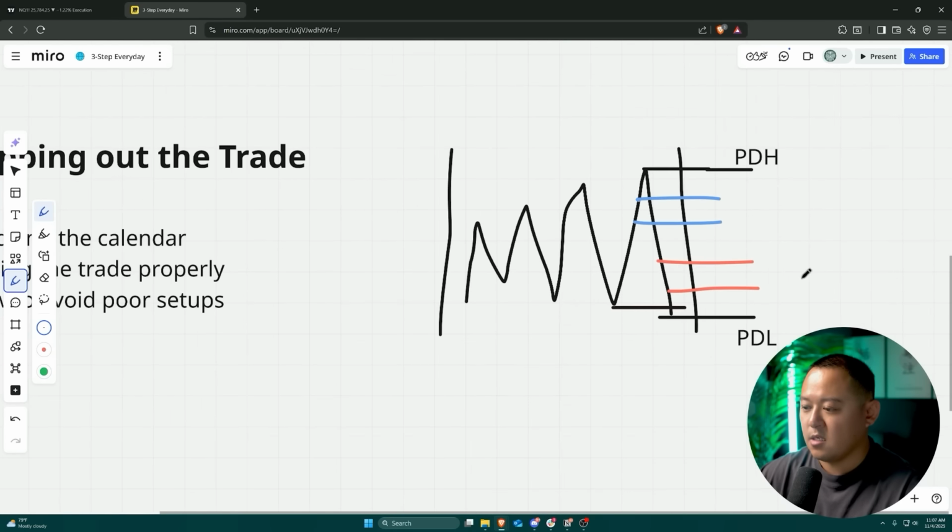In both cases though, what I'm anticipating for the following day is for the market to trade higher into some level of premium. Maybe it's going to trade into this bearish fair value gap, or maybe it's going to trade into this inverted fair value gap all the way up here.